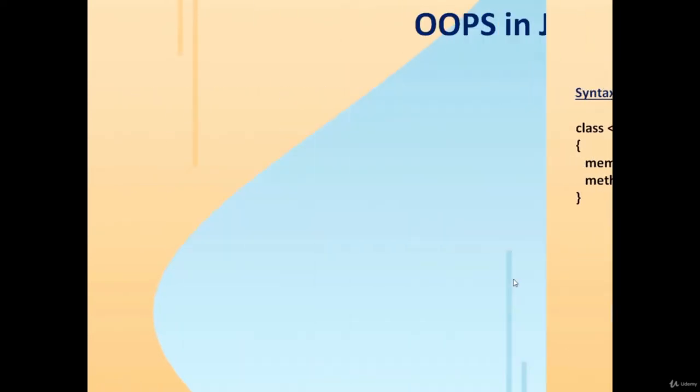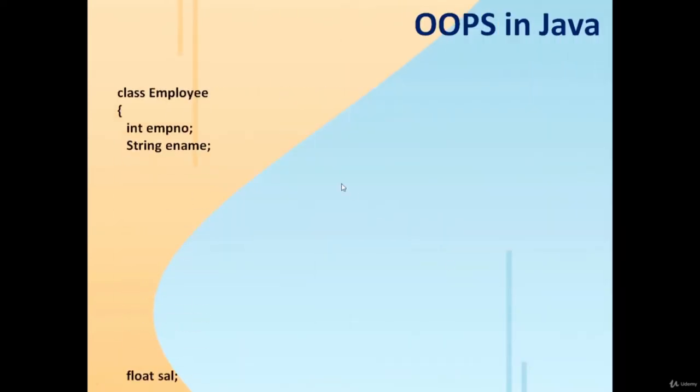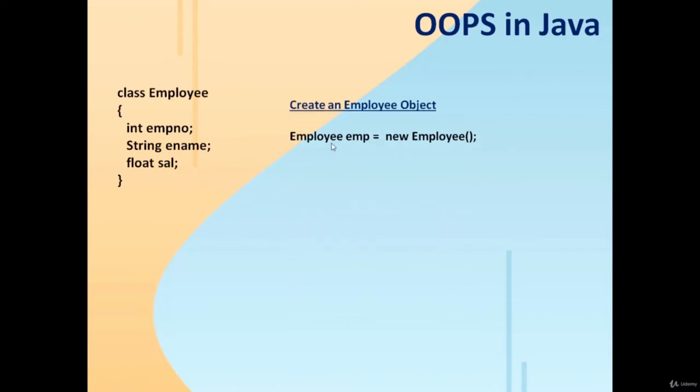So when you see the physical structure of that, for example, employee has got EMPNO, employee number, integer type. Employee name, string type. Salary, float type, numbers with the decimal point. So we created a class called employee. No methods we defined. Now we are creating an object, employee EMP is equal to new employee.